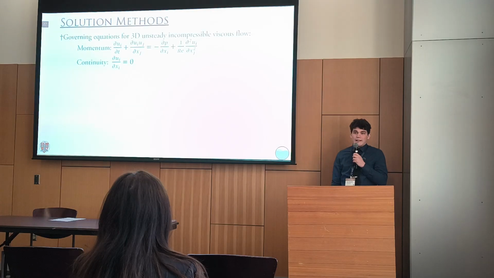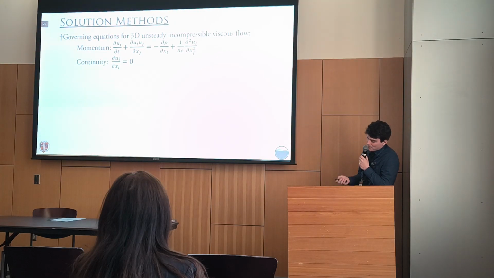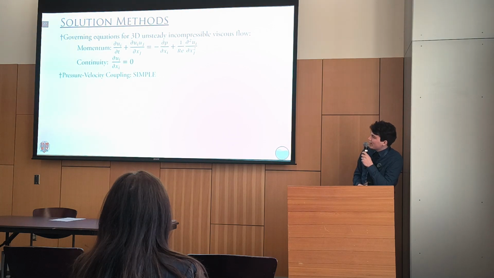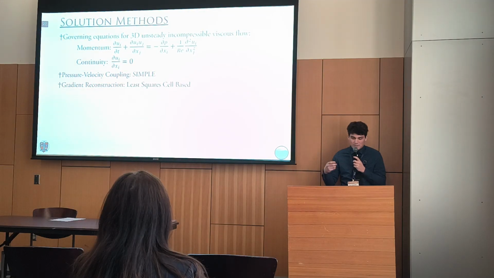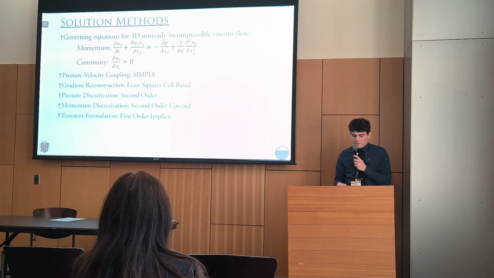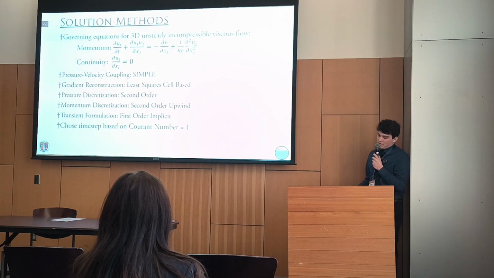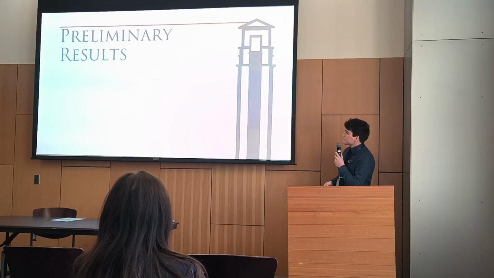We're just solving the Navier-Stokes equations: momentum and continuity, incompressible viscous flow. Pressure-velocity coupling is SIMPLE. We use least squares cell-based. Second order pressure, second order momentum, first order transient. Then we just set the Courant number equal to 1.